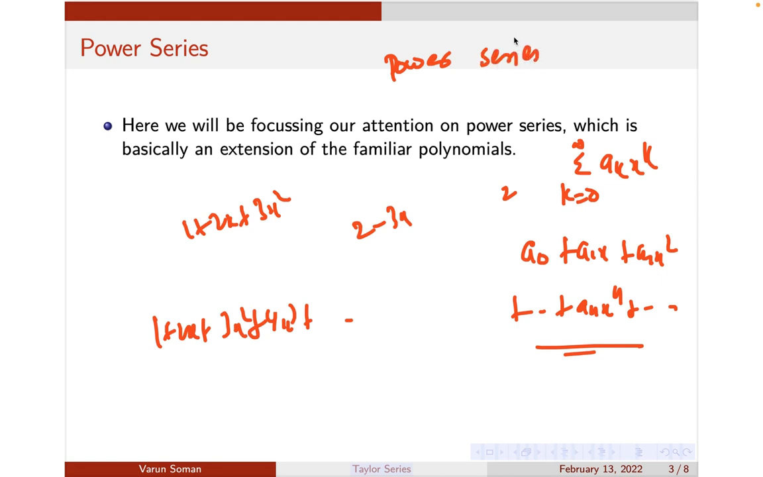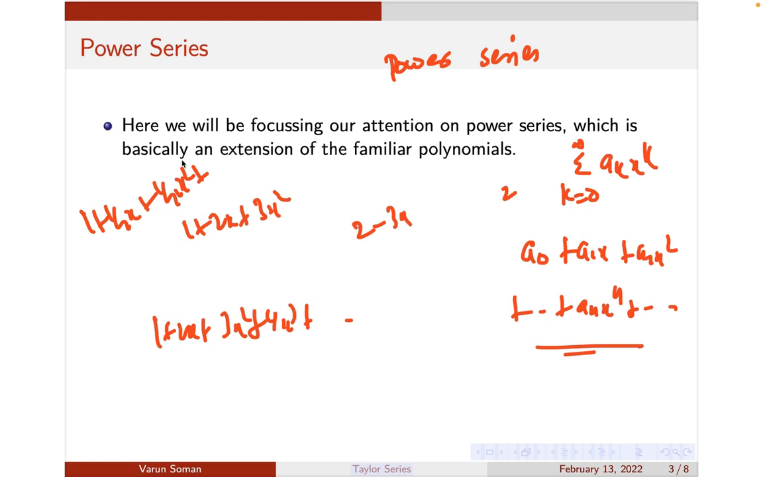Power series is basically an infinite extension of the familiar polynomial. So it will be like this only: 1 plus 2x plus 3x square, or it can be like 1 plus 1 by 2x plus 1 by 2 square x square. So it can be like this. So it's an extension of the familiar polynomials. We'll be focusing particularly on power series in this session.